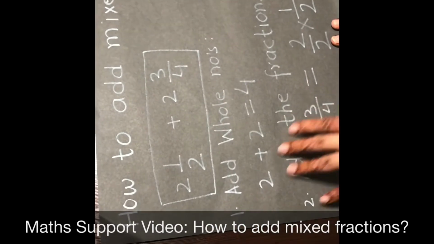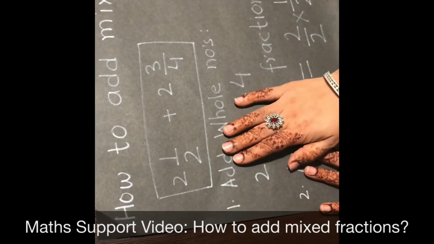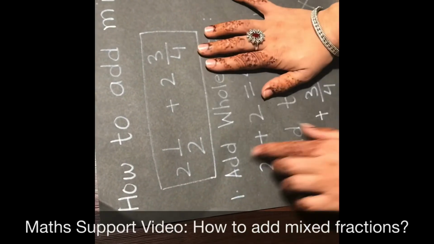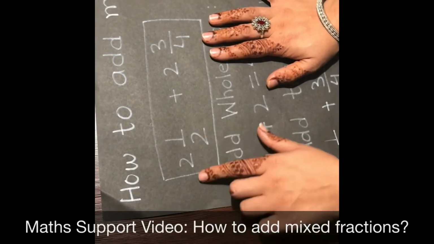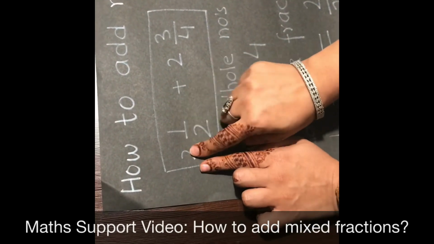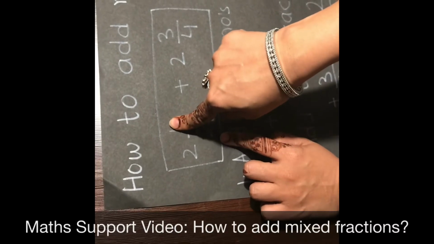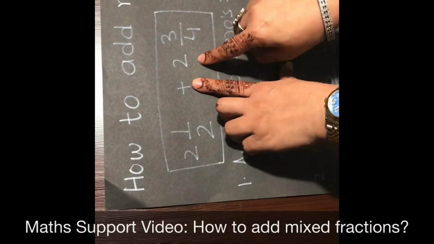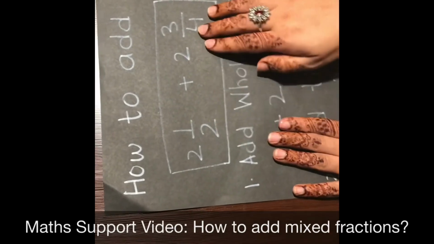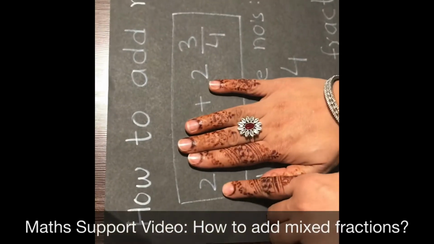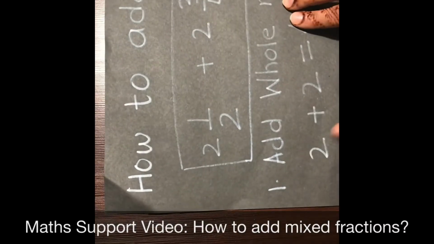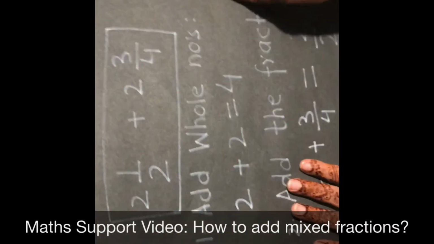The first step that we have to keep in mind is to find out what is the whole number and what is the fraction. In this mixed fraction, this is the whole number and this is the fraction. So 2 and 1/2, plus 2 and 3/4. In this mixed fraction the whole number is 2, and in the other mixed fraction the whole number is 2. So we're going to add them, 2 plus 2, and we'll keep them separate.